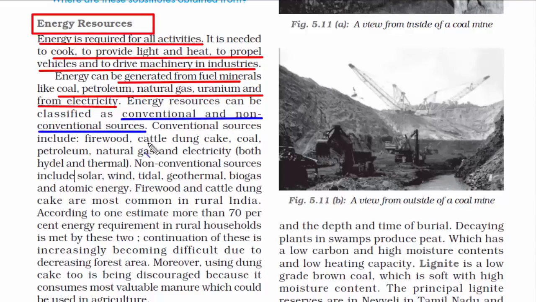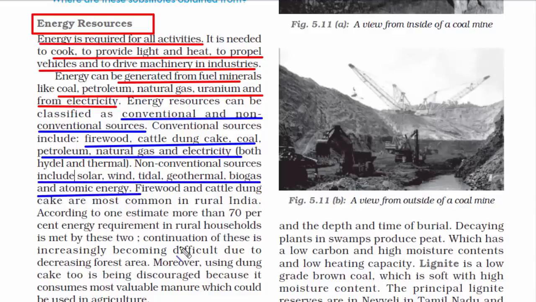The meaning of conventional is old method, classic way. So if you look at firewood, cow dung cake, coal, petroleum, natural gas, and electricity, these all methods are in use from a long time, and that is the meaning of conventional source. Non-conventional sources are those which are modern, new. It is still not out in a fully fledged manner, like solar, wind, tidal, geothermal, biogas, and atomic energy.